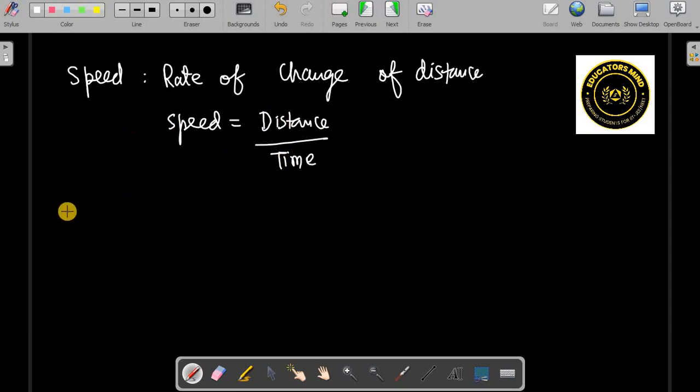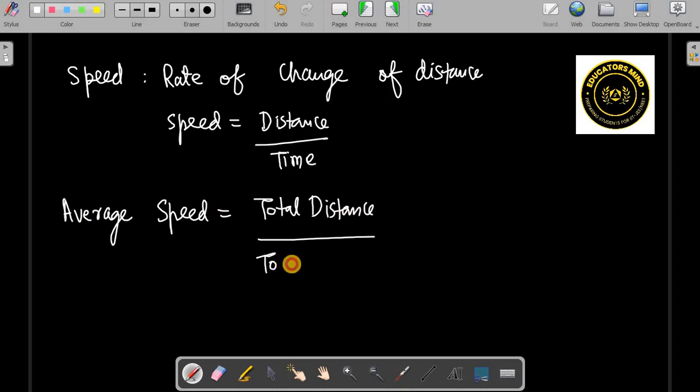Now here there are two concepts. One is the average speed. Average speed means total distance by total time. Now total distance traveled is, let's say, delta L in a particular time interval, delta t. So that's what is average speed.